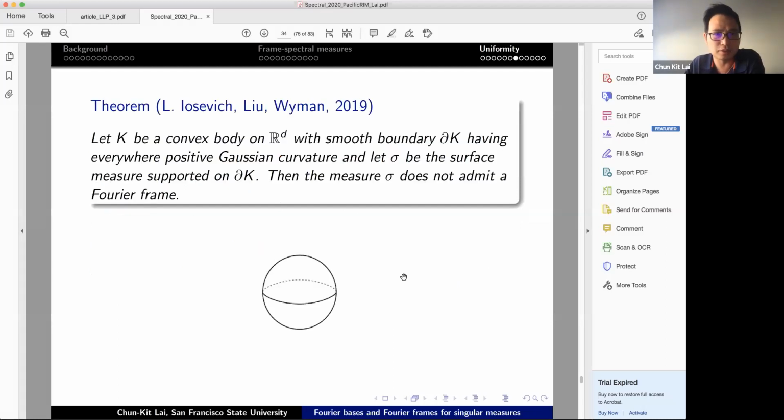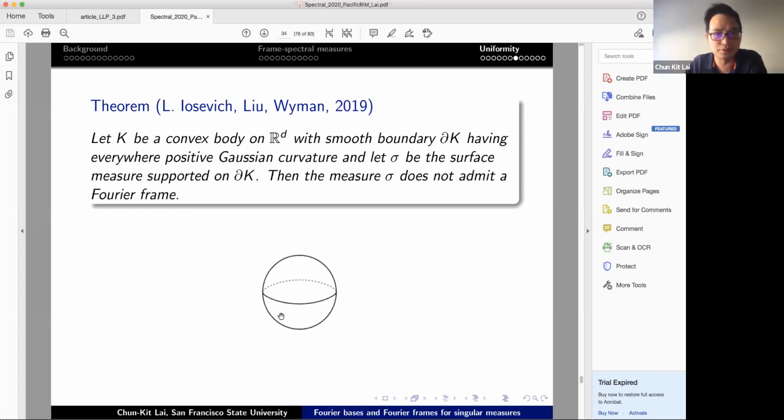That was a recent result by myself, Iosevich, Mayeli, and Wyman. As long as you have a convex body with smooth, everywhere positive Gaussian curvature and consider its surface, it doesn't have a Fourier frame. That was the recent result. So the surface of the sphere has no Fourier frame, the singular measure on the surface.